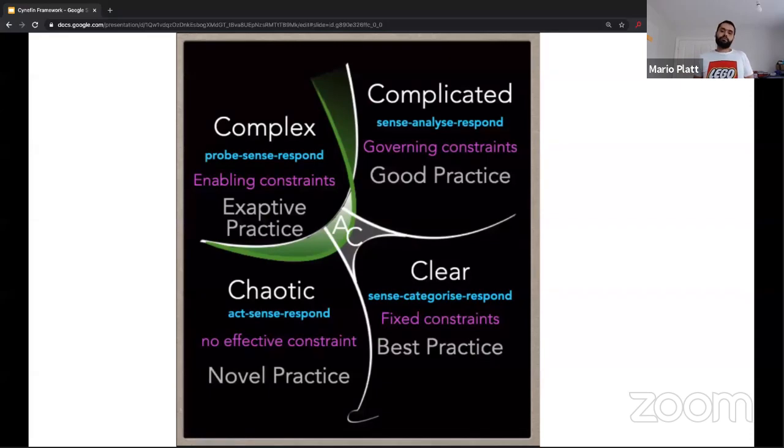The decision model here is sense, analyze, and respond. What we do is apply good practices, which are not the best practices, because as experts we analyze the situation and see which good practices make sense in the context of the thing that we are analyzing. We analyze data, we ask questions, and then we provide a direction. It's us as experts exercising our expertise.